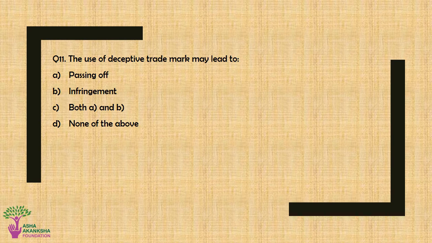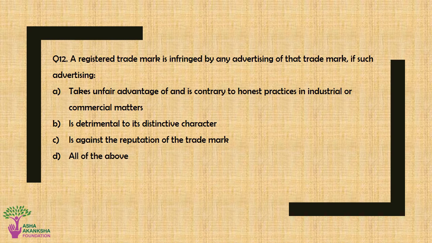Question number 11. The use of deceptive trademark may lead to option A, passing off, option B, infringement, option C, both option A and option B, or option D, none of the above. The correct answer for this question is option C, both option A, passing off, and option B, infringement.